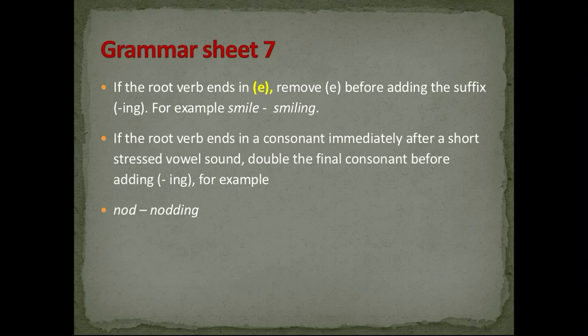If the root verb ends in a consonant immediately after a short stressed vowel sound, we have to double the final consonant before adding -ing. You remember? In that one, we used to double and add -ed in the past, right? Here again, you will double and you add -ing. Like nod, it will be nodding. Nodding, okay? Again, you will double and you will add -ing if there is a short vowel in the middle, okay? Double and -ing, okay?